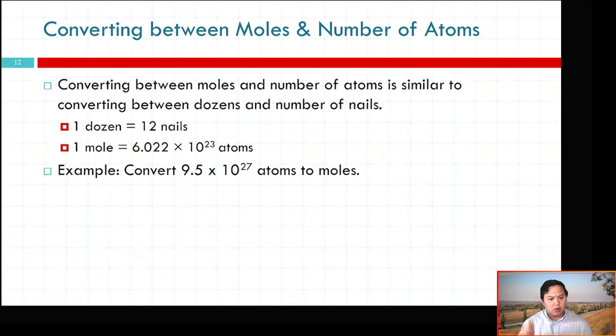So when we convert between moles and the number of atoms, it's similar to converting between dozens and number of nails, right? So one dozen is equal to 12 nails. One mole of anything is equal to 6.022 times 10 to the 23 atoms. So you could have one mole of nails, but that would be enough nails to completely cover the Earth. Literally completely cover the Earth. That's not figurative. So let's convert 9.5 times 10 to the 27 atoms to moles. So how many moles would that be?